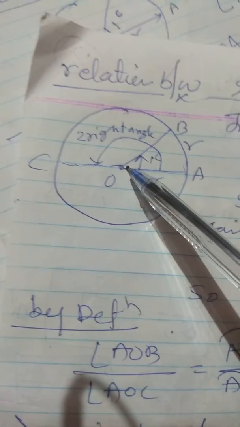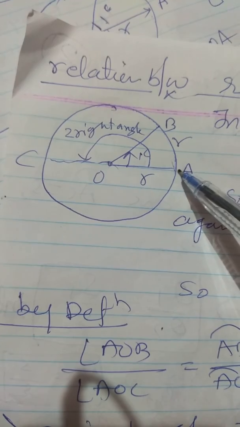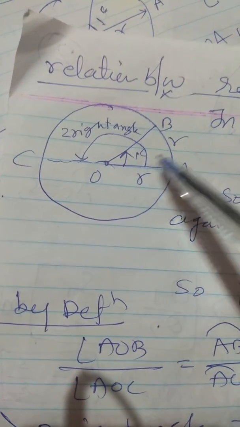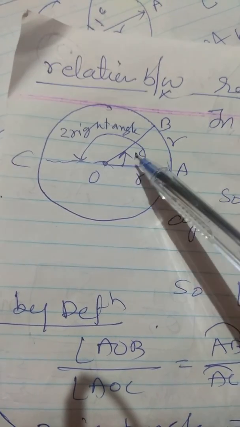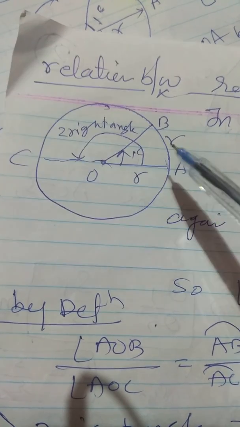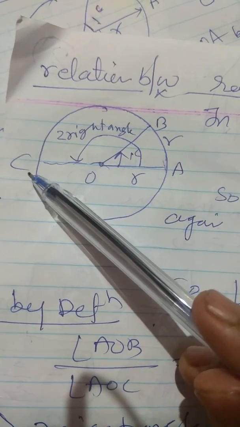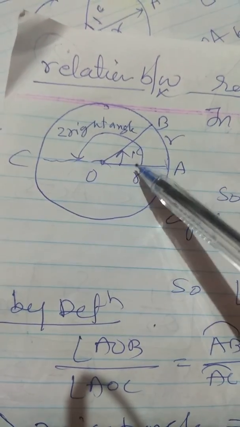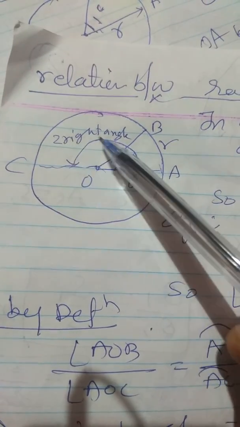So we have, repeating again, OA is the radius, AB is the arc whose length equals the radius of the circle. So the arc AB subtends an angle at the center of 1 radian. Cut another arc AC whose length is the length of a semicircle. So AC subtends an angle at the center of 2 right angles.